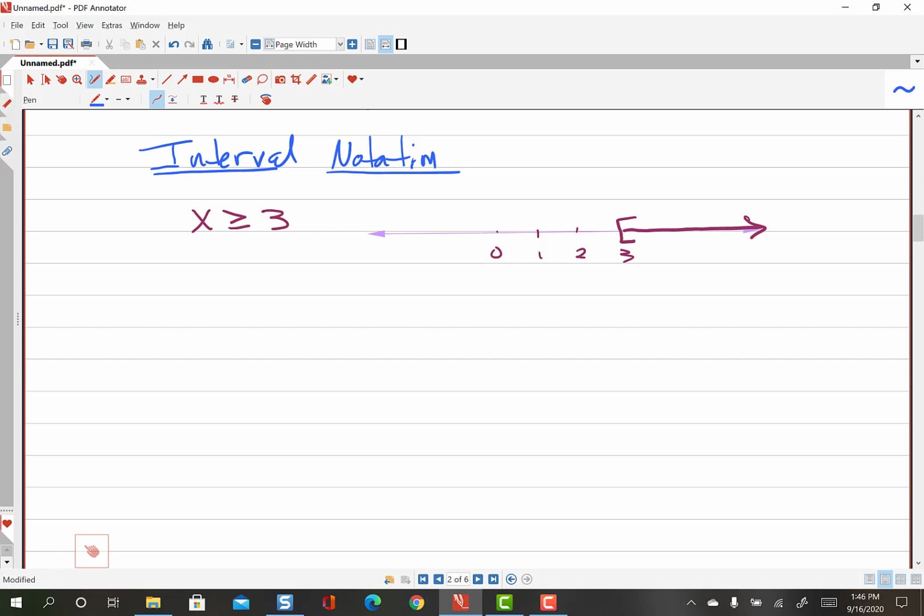So right underneath this picture, I basically want all the numbers from 3 onwards. So from 3 to infinity. There's our symbol for infinity. Now, infinity is not a definite number. You always have a parenthesis at this end. But here, since I'm saying that the 3 is included, we use the square bracket.